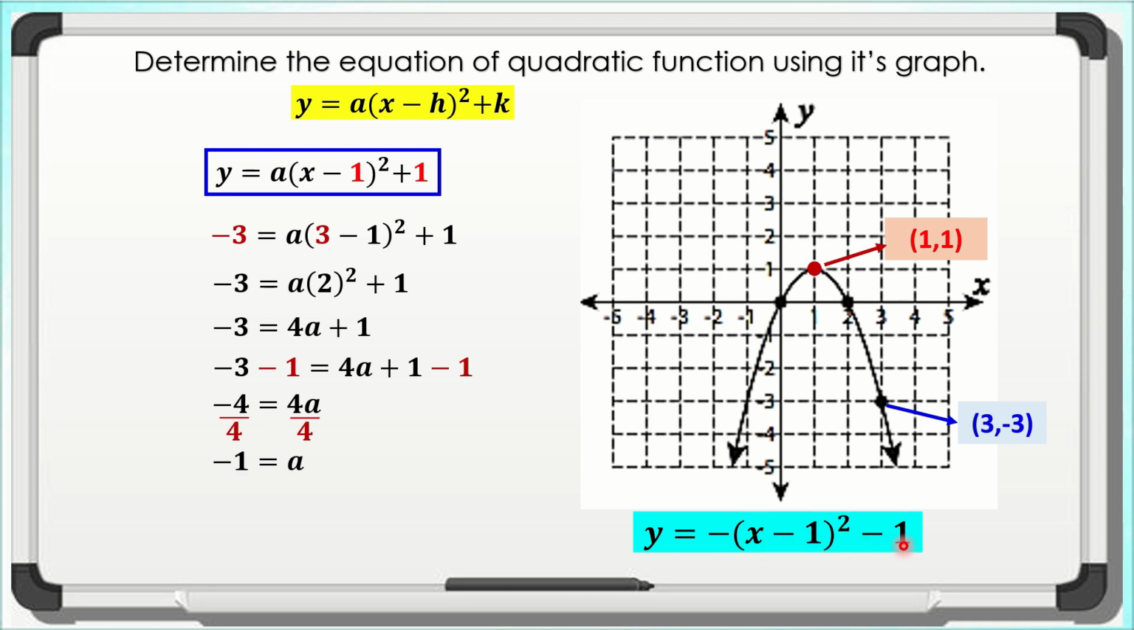Therefore, the equation of this graph is y is equal to negative the square of x minus 1, minus 1. So that is how to find the equation of a quadratic function using its graph. Just find the vertex and pick any point from the parabola, then substitute it into the vertex form, and the final answer will be the equation of that function.